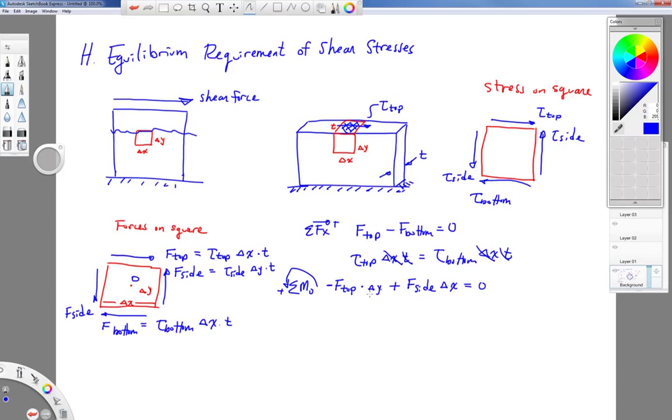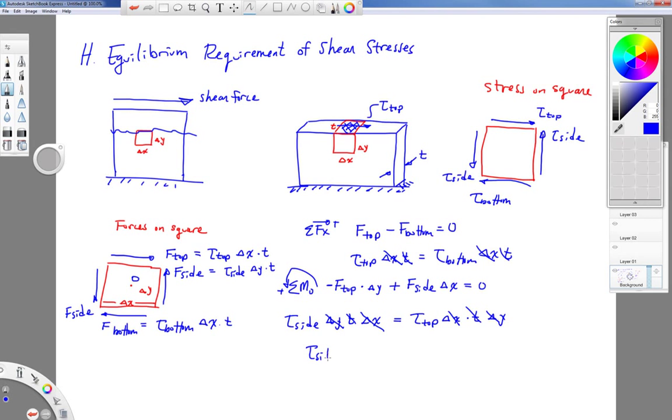Okay. So if I put these things together with the stresses, moving this to the other side, I have my force on the side, which is the shearing stress on the side times delta y times T times the delta x that I had already written down. That has to be equal to the shearing stress on the top times delta x times T times that distance delta y. And if we notice, there's a delta x, a T, and a delta y on both sides of this equation.